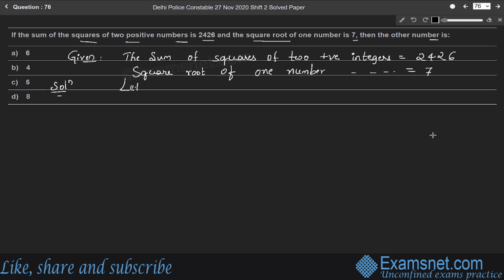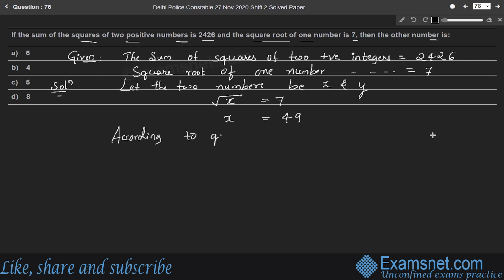So, let the two numbers be x and y, right? So, according to the question, the square root of one number is 7. So, let us consider square root of x is equal to 7. Then x will be 7 square, 49. So, one number is 49. So, according to the question, the sum of squares of two positive numbers is 2426.